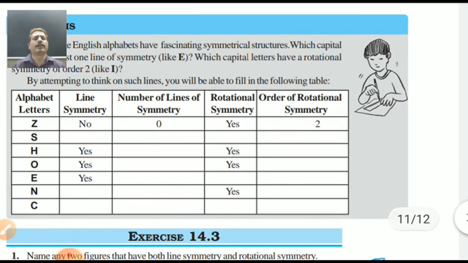See here, alphabets A to Z. Some alphabets are given. Line symmetry is there. Z does not have it, dear. H has it. O has it. E has it. N does not have it. C has it. You have to write how many lines of symmetry there are, like 1, 2, and write it.